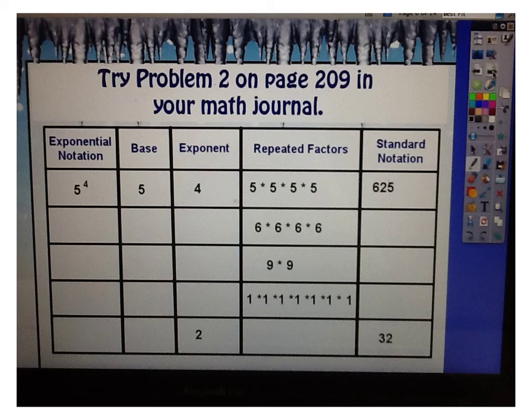Now if we were to go ahead and get a calculator, if we were to put 5 times 5, we're going to get 25, and then 25 times 5. Go ahead and pull out that calculator.